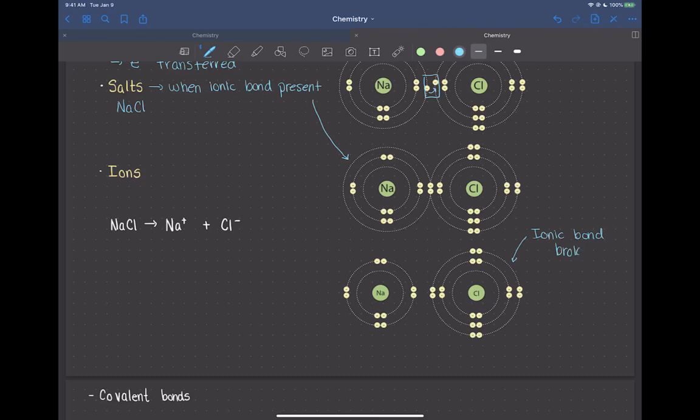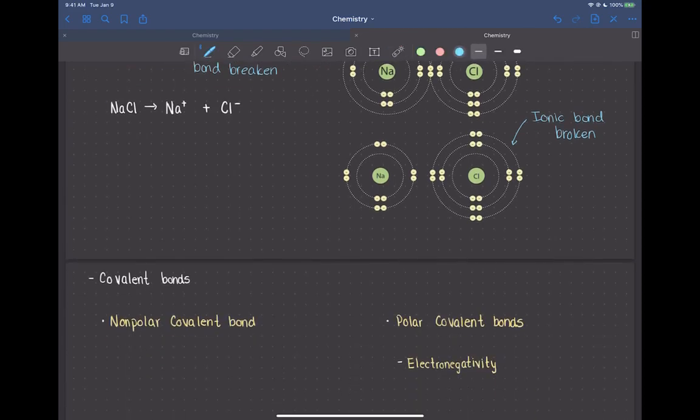And this is where we end up with two ions. So these ions are formed when the ionic bond breaks. So that should make sense why we end up with two charged elements when we break an ionic bond.